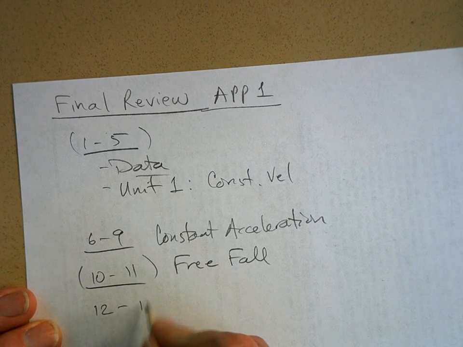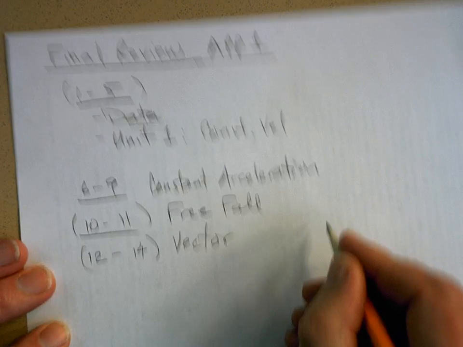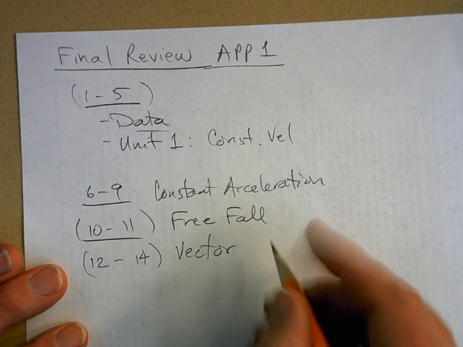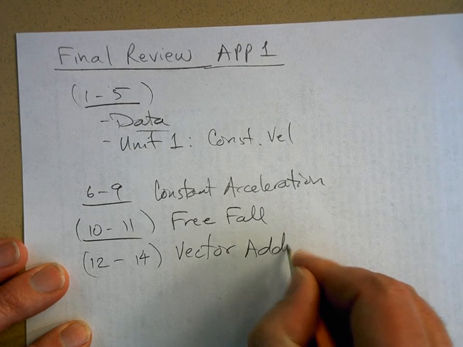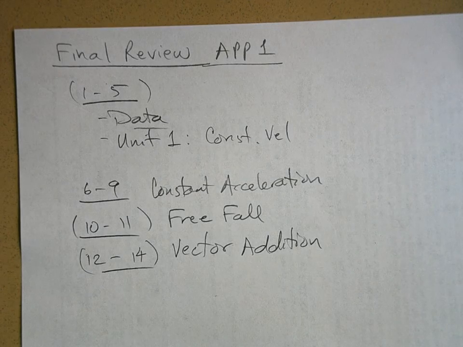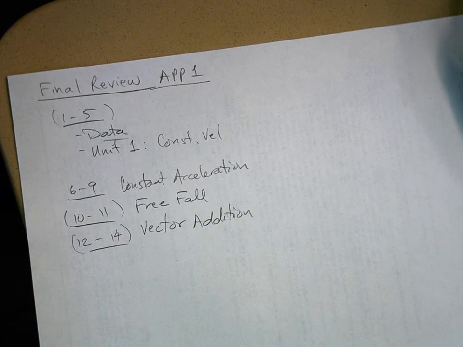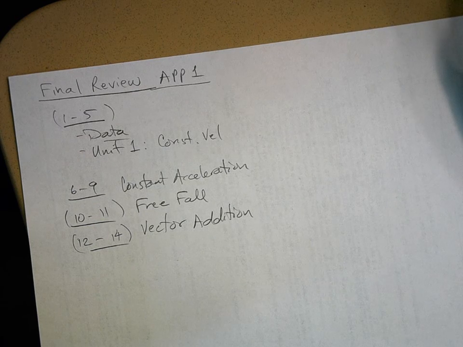Problems 12 through 14 is vector addition. We did that. Okay, vector addition. I give you 2 vectors in polar coordinates. What do you got to do? If you're going to add them together, you need to change them to rectangular coordinates, add them together, and then you can convert them back to polar.